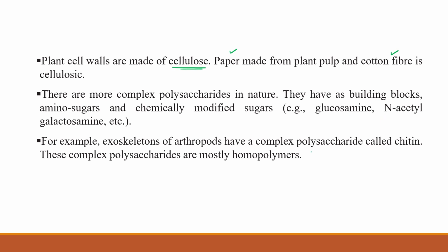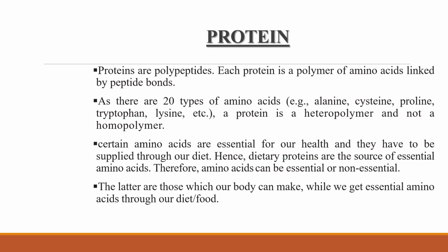Similarly, the exoskeleton of some arthropods is also made up of a polysaccharide, and that polysaccharide is known as chitin. This chitin is also almost a homopolymer. So there are a few examples like cellulose, chitin, and different types of glucosamine polymers. These are the examples of polysaccharides.